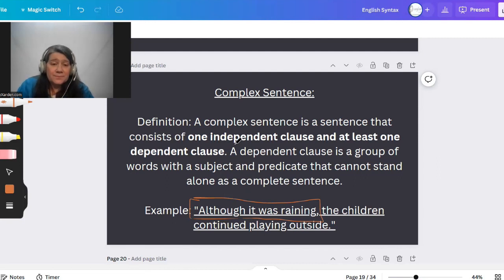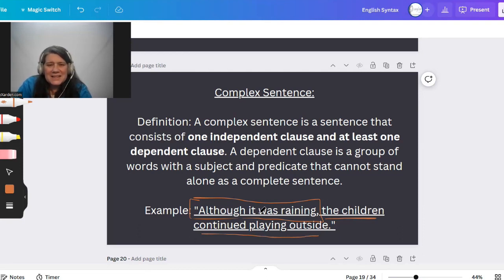Although it was raining, if I just stop there, it's difficult to know what you want more. You're like, and what? Although it was raining, the children continued playing outside. This part is an independent clause. The children continued playing outside can stand by itself. But although it was raining is a dependent clause. It cannot stand by itself. You're always asking, what's the complete thought? It's not a complete thought.